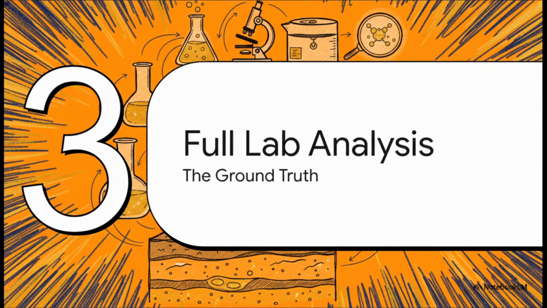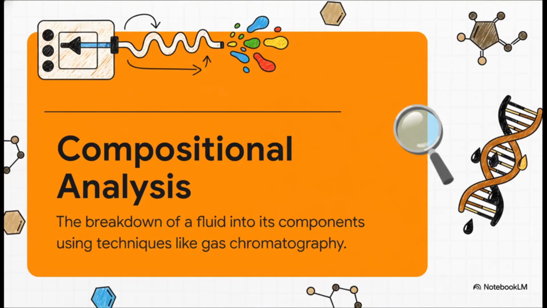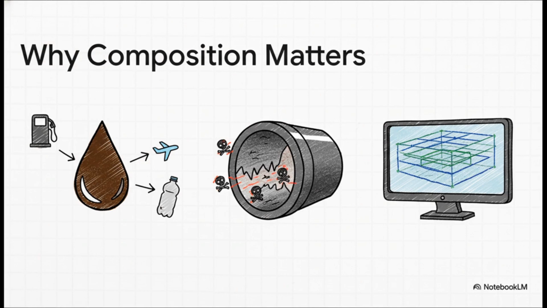This is the ground truth. The heart of a lab analysis is what's called compositional analysis. This is where scientists use these really advanced techniques like gas chromatography to break the fluid down into its fundamental chemical building blocks. We're not just talking about pressure and volume anymore. This is about figuring out the fluid's exact chemical recipe. It's basically a DNA test for crude oil. And why does that recipe matter so much?